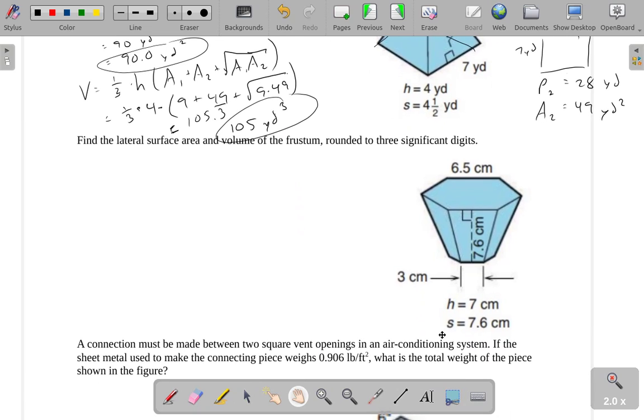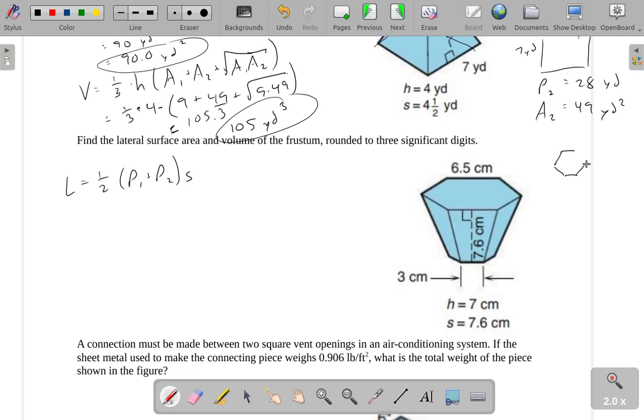Find the total surface area and the volume of this frustum rounded to 3 significant digits. It looks like this has hexagonal bases. So I'm going to need my formulas for hexagons in addition to my formulas for a frustum. We're trying to find the lateral surface area and the volume, just like the last problem. Pulling the formula for the lateral surface area from my formula sheet, we get 1/2 (P1 plus P2) times S. So I'm going to need my perimeters, and for my volumes, I already know I'm going to need my areas, so I'll figure all this out right now.